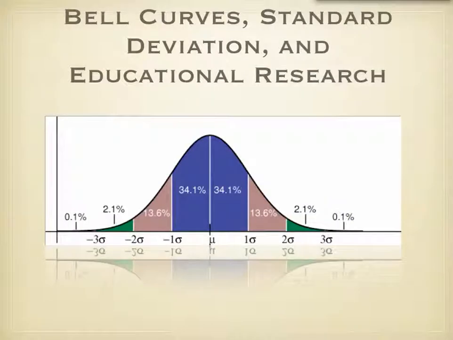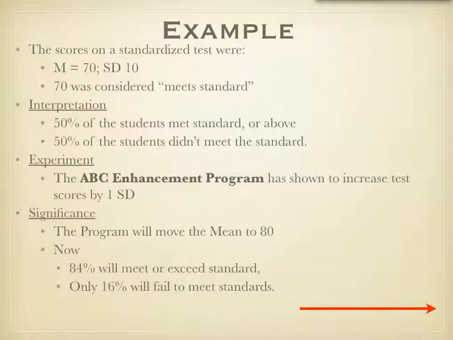So what we want to do is to take a look at this bell curve and standard deviations and to see how that helps us as researchers. I'm going to use a couple of examples here, taken from Marzano's What Works in School, and you can see how powerful this kind of interpretive tool can become. So let's say that there was a score on some kind of standardized test, and the mean score was 70, and the standard deviation was 10.